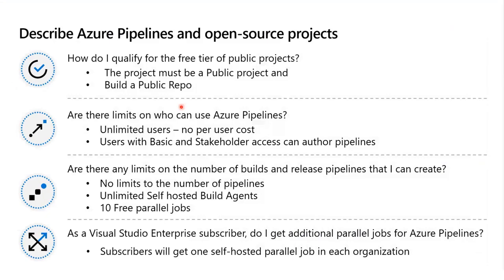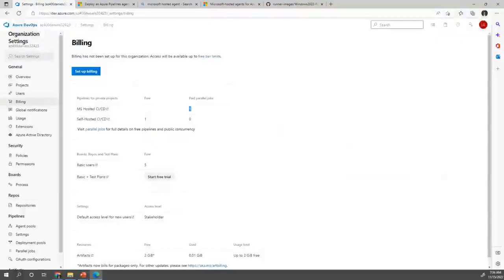How do I qualify for the free tier of public projects? The project must be a public project and build a public repo. There are some limitations on Azure Pipelines, for example, the number of parallel jobs and the time that you can use the Microsoft hosted agents, for example, 10 free parallel jobs, unlimited self-hosted build agents. And as a Visual Studio Enterprise subscriber, do I get additional parallel jobs for Azure Pipelines? Subscribers will get one self-hosted parallel job in each organization.